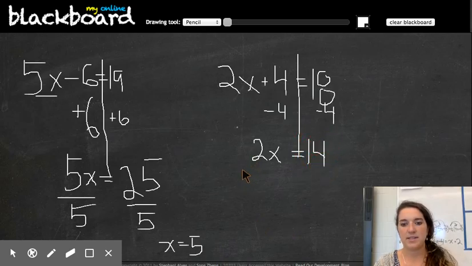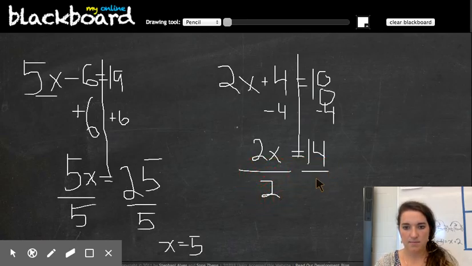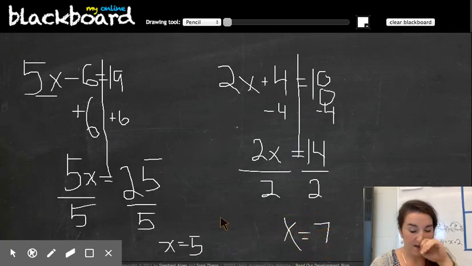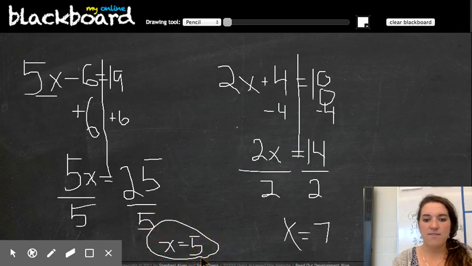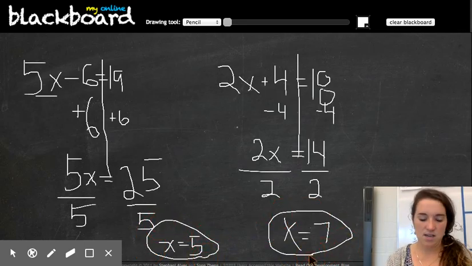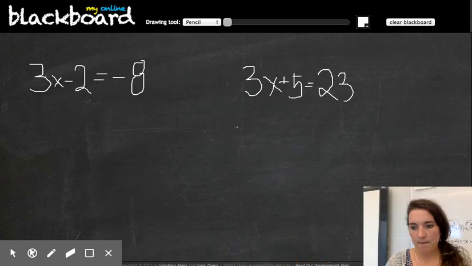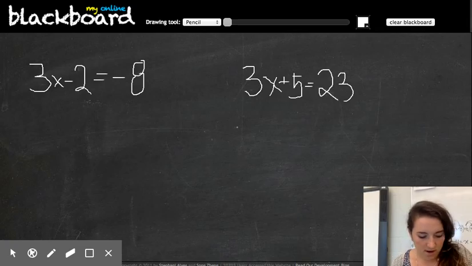What's my final step? To divide by 2. So my final answer is x equals 7. So my first answer was x equals 5, and my second answer is x equals 7. We're going to do 2 more, and then I'm going to let you finish up the rest as practice.